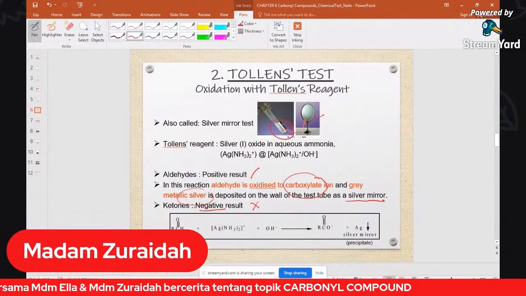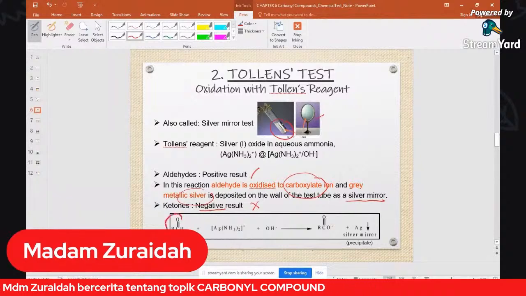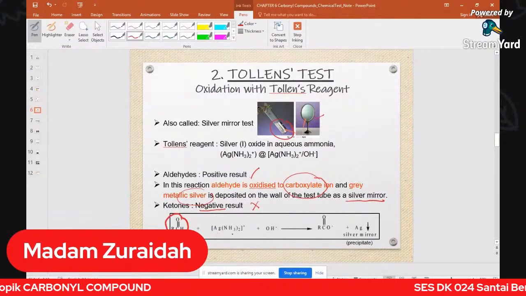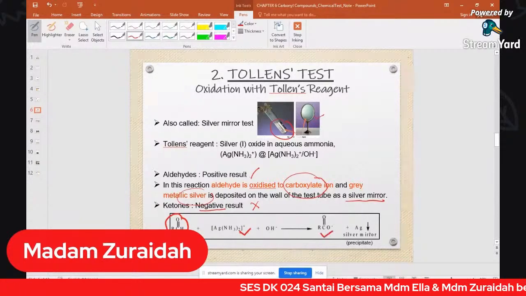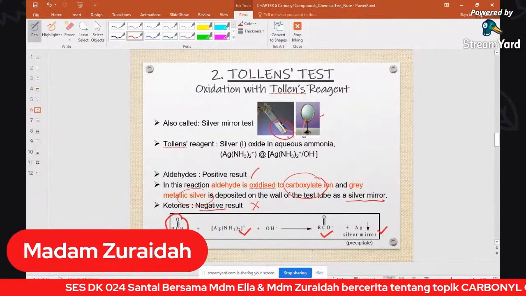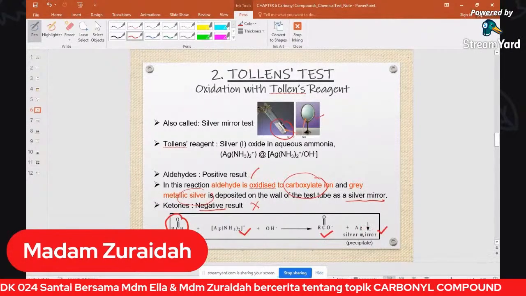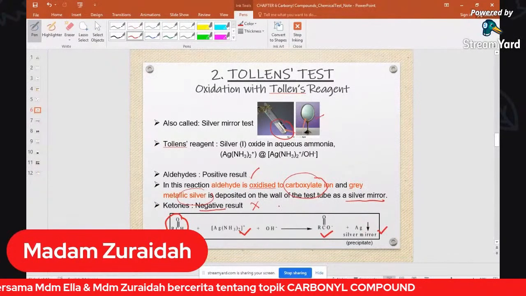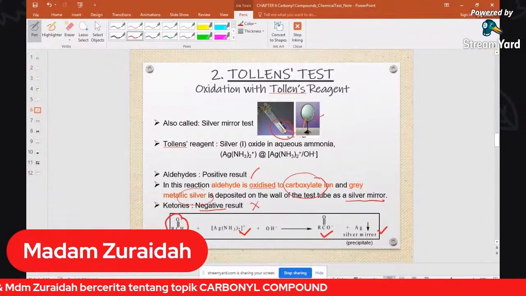General equation for Tollens test class, kita ada carbonyl compound, which is aldehyde, react with Tollens reagent. Kita akan dapat carboxylic ion and silver mirror. Silver ion will undergo reduction, will produce grey metallic precipitate.